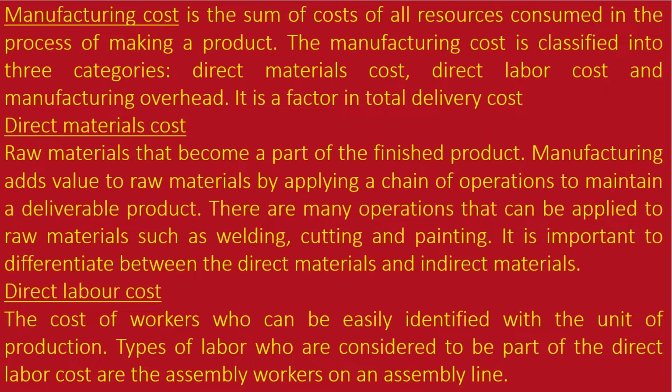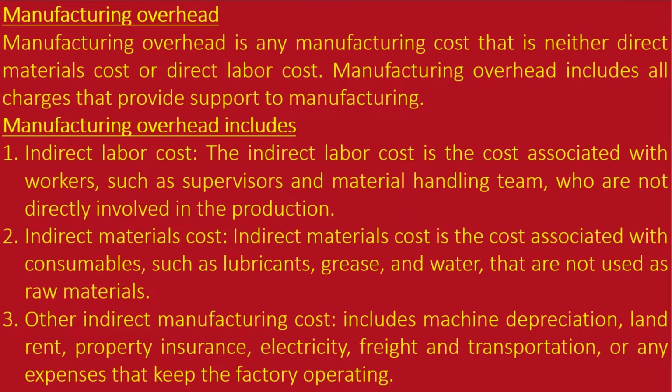It is important to differentiate between the direct material and the indirect material. So the direct labor cost: the workers who can easily be identified with the unit of production. The types of labor considered to be a part of the direct labor cost are the assembly workers on the assembly line or the machining line operators. The manufacturing overhead is any manufacturing cost that is neither direct material cost nor direct labor cost.